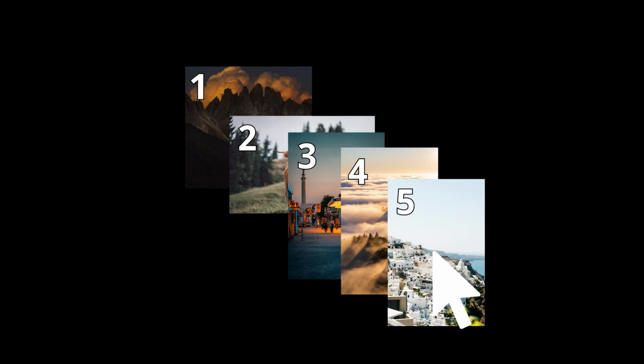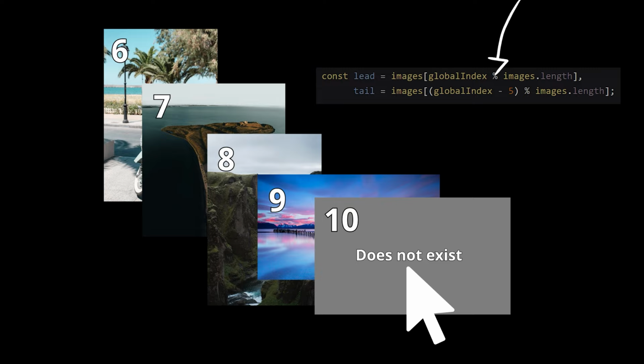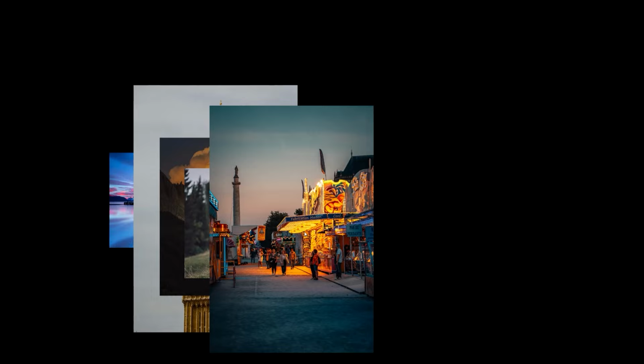When the global index surpasses the number 9, which is the last index in our array of images, we use the modulus operator to wrap our image indices back around to 0. The end result is an infinitely looping trail of 5 images. This has been recreating a mouse move image gallery effect in 200 seconds.